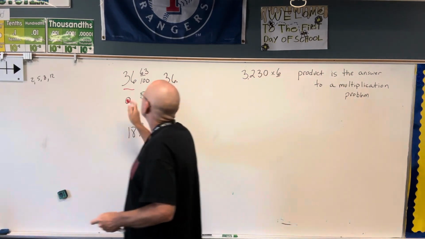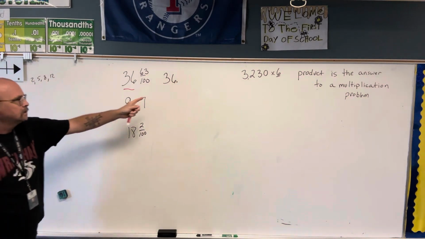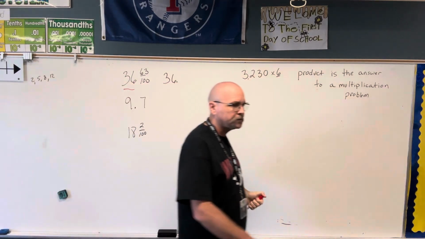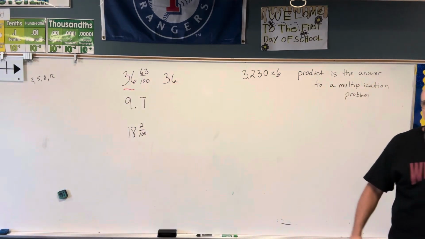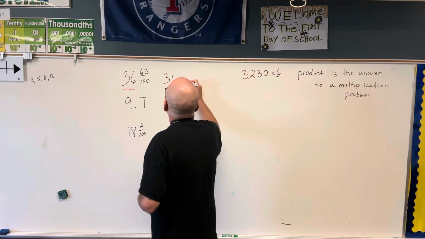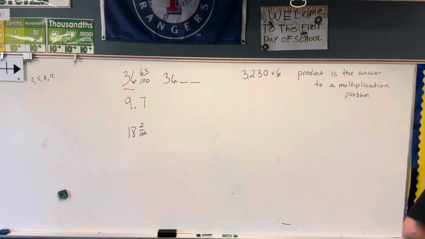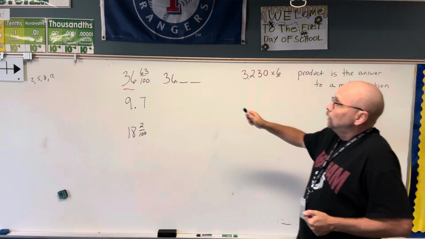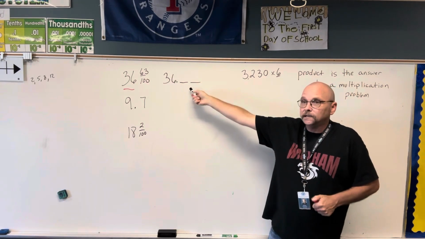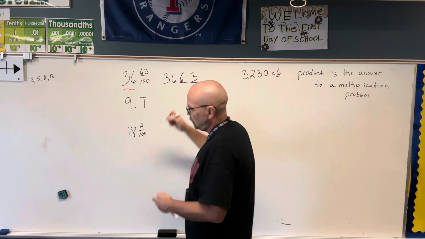Now, this has to go out to the hundredths place. How many places behind the decimal until I get to the hundredths place? 2. I know you know that because you've already glued in a place value chart in your journal. My last digit needs to be in the hundredths place. So that would be 63.